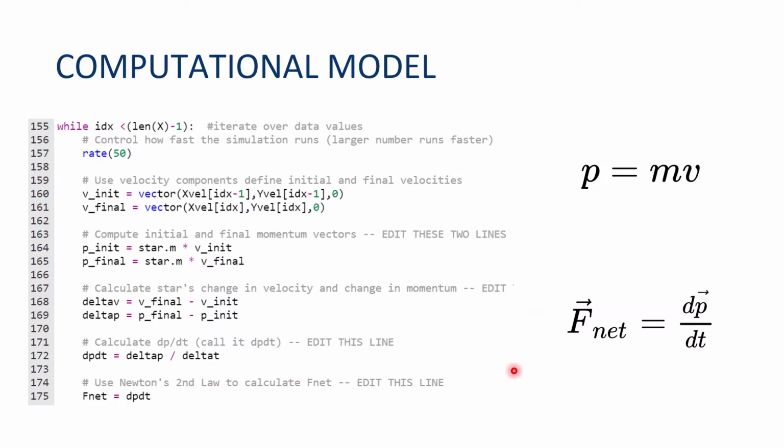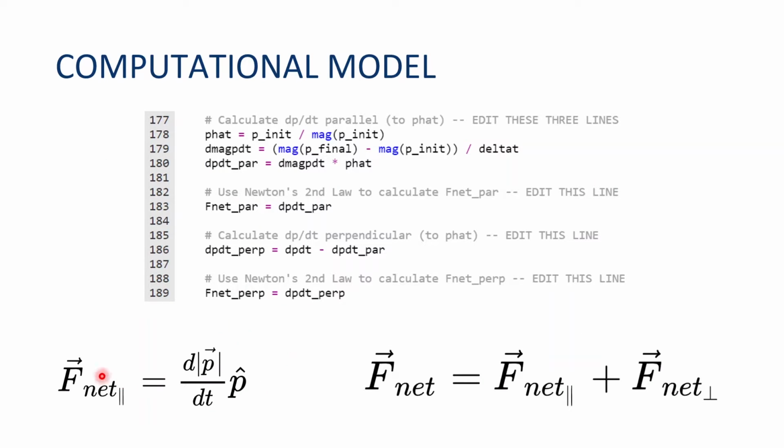Then we're able to calculate the rate of change of momentum by taking the change of momentum over the change of time. Then to calculate the net force, we use Newton's second law, or the momentum principle, which states that net force is equal to rate of change of momentum, which we set right here. F net is equal to dp dt. Then we know that the net force in the parallel component is actually equal to the rate of change of the magnitude of the momentum over the change of time times the p-hat vector. The p-hat is essentially a unit vector, which we do right here. Plug in those values, and we are able to calculate the rate of change of momentum in the parallel direction.